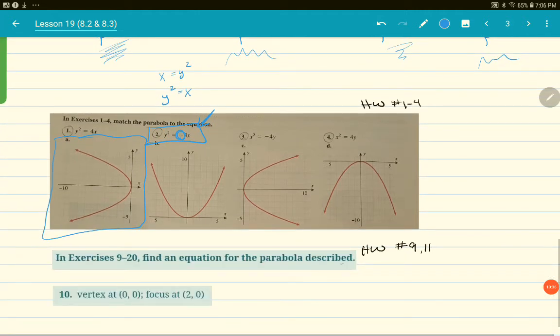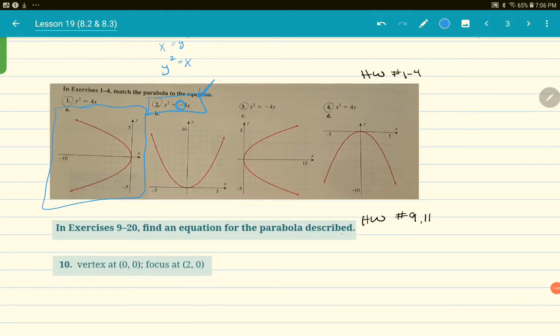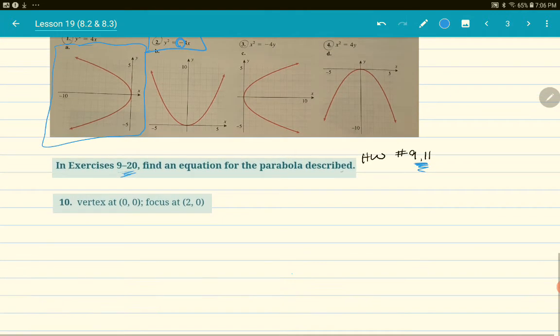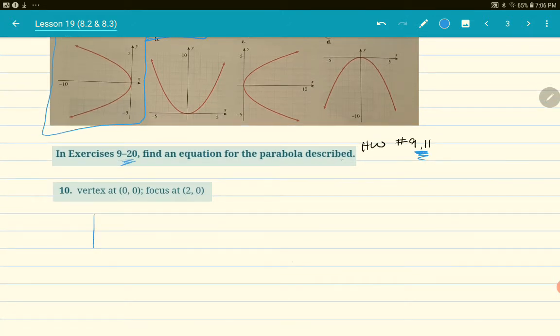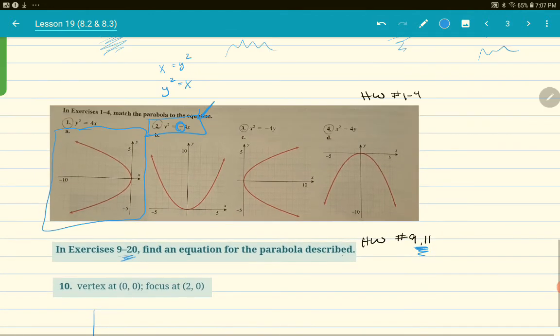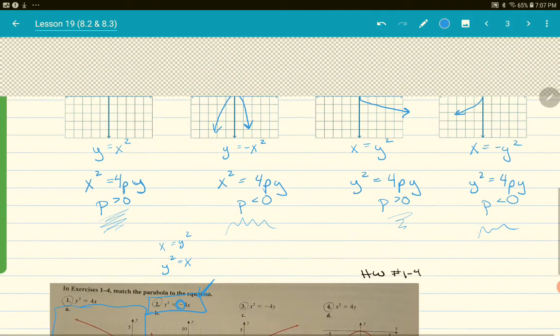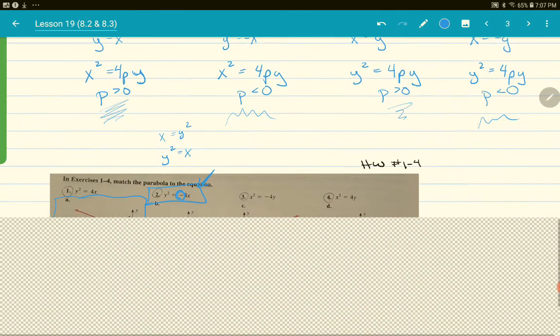All right, and then that brings us to part of the next section, 9 through 20. There are some others that go to the next section here, but 2 that you're going to be doing from that section that are the parabolas centered at the vertex are 9 and 11. So let's do number 10 for an example. If I'm told that the vertex is at 0, 0, and the focus is at 2, 0, I like to get a picture of what that looks like so I can think about how it's facing. Which one of those 4 situations do I have between these four graphs?